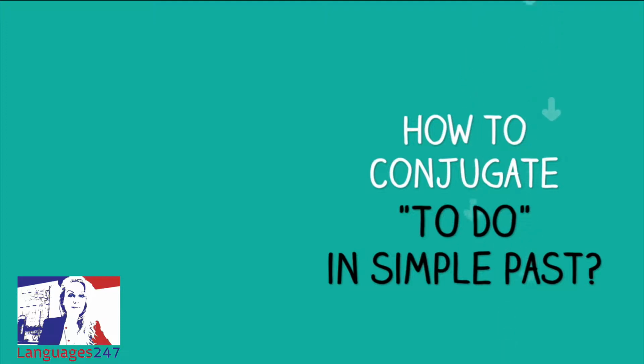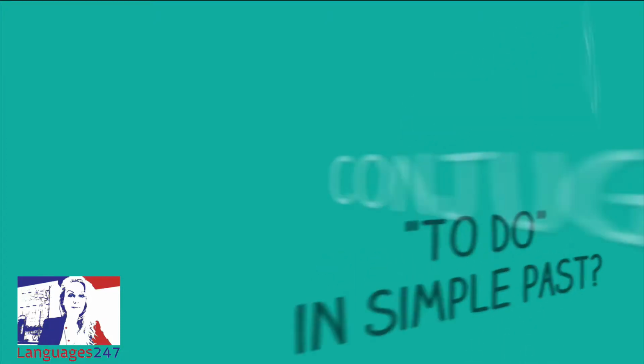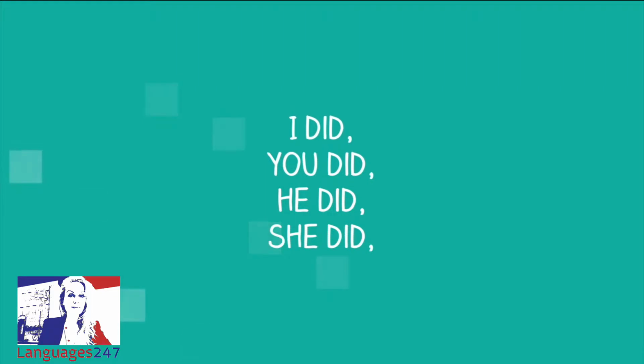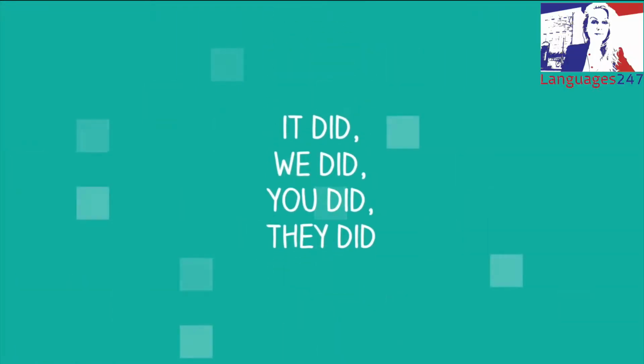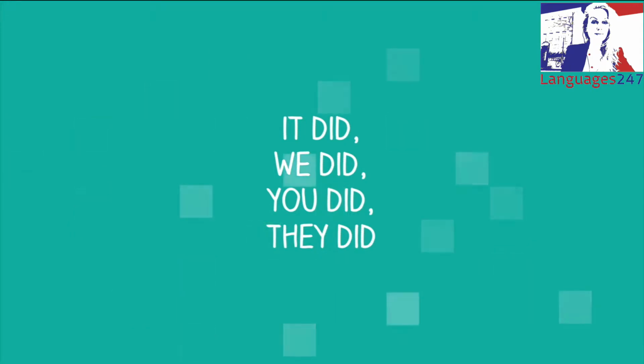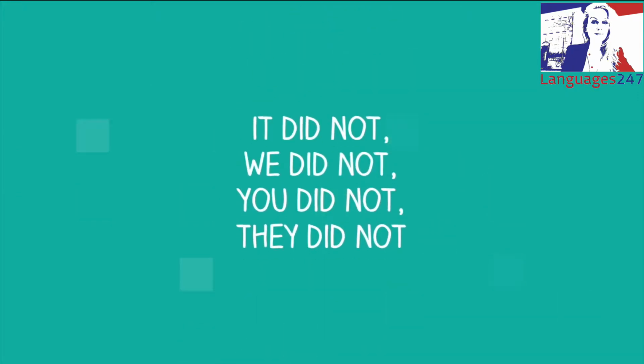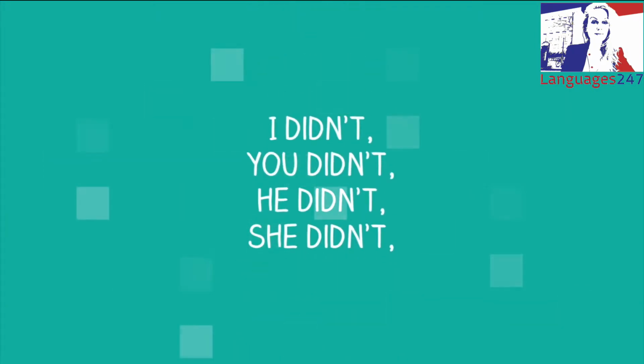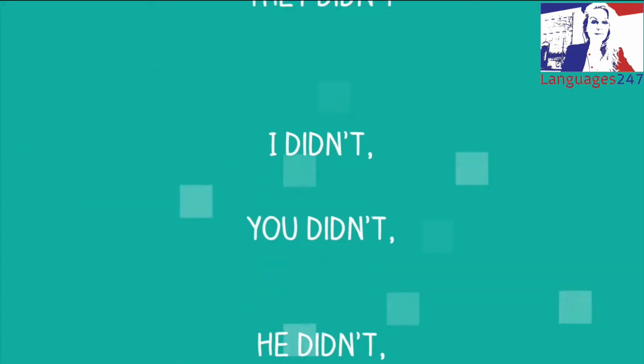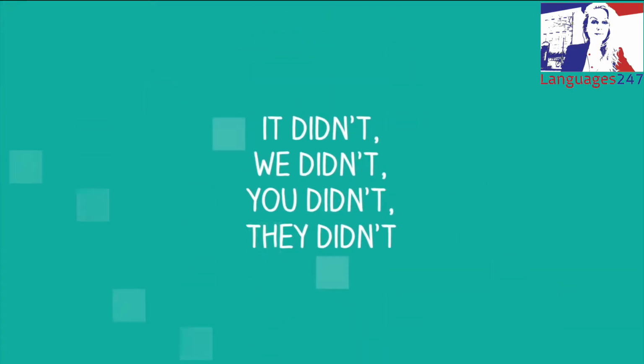How to conjugate to do in simple past. I did, you did, he did, she did. It did, we did, you did, they did. I did not, you did not, he did not, she did not. It did not, we did not, you did not, they did not. I didn't, you didn't, he didn't, she didn't. It didn't, we didn't, you didn't, they didn't.